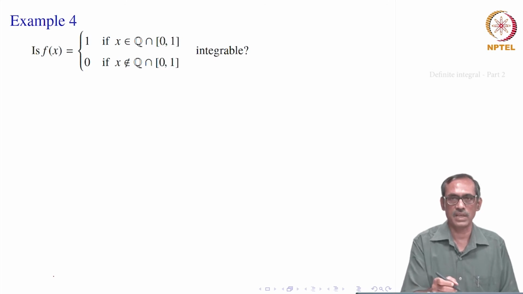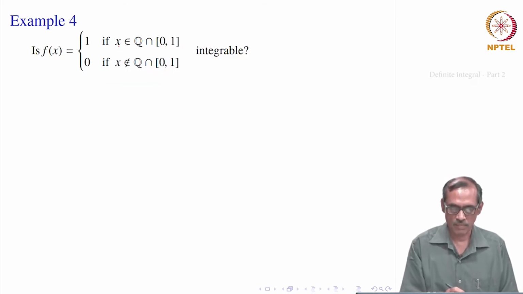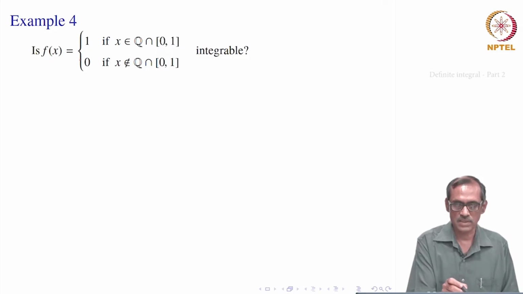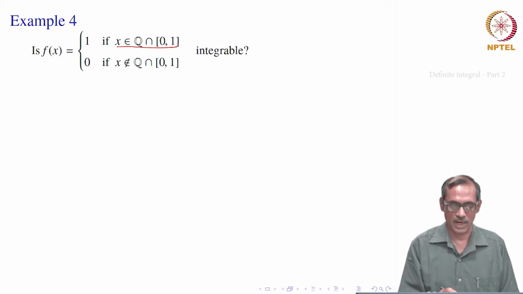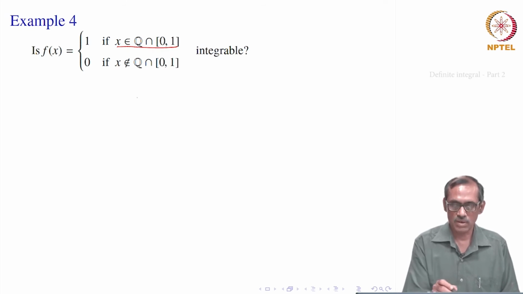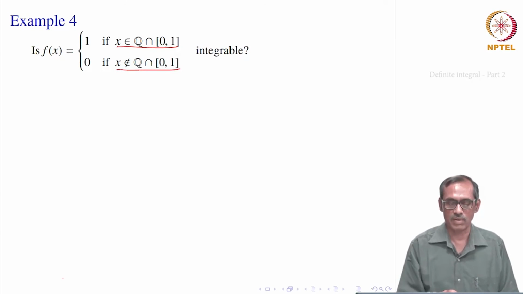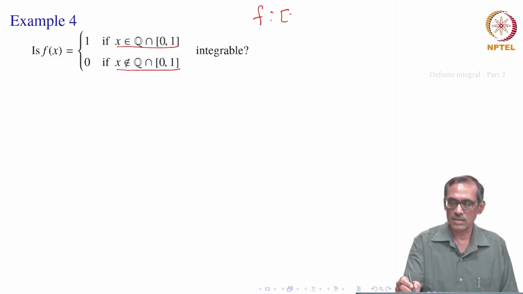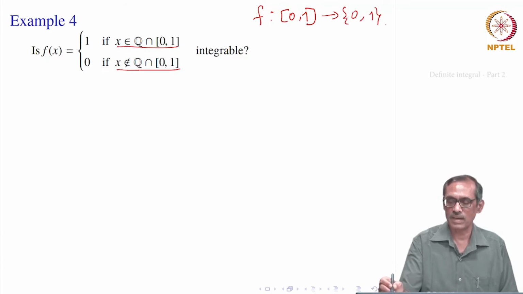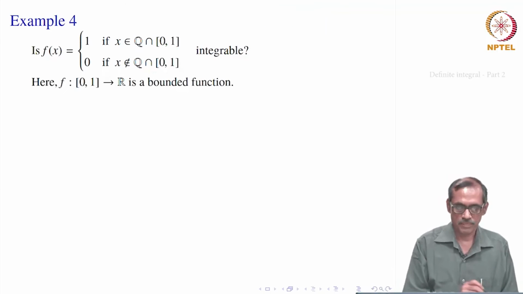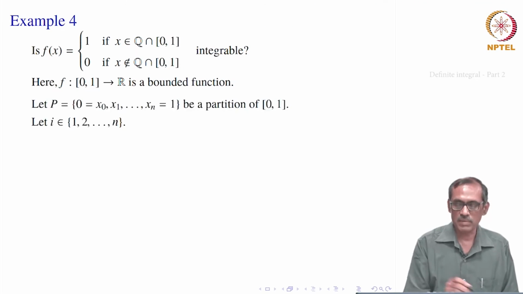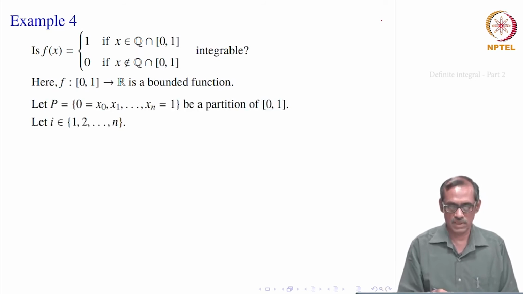If a function is not continuous, it does not mean that it will not be integrable, but here is an example where it is not continuous and it is not integrable. We give this function f of x equal to 1 if x is a rational number between 0 and 1, and 0 if it is irrational and between 0 and 1. So f is defined from 0, 1 to R. In fact, its range is only 0 and 1, nothing else.